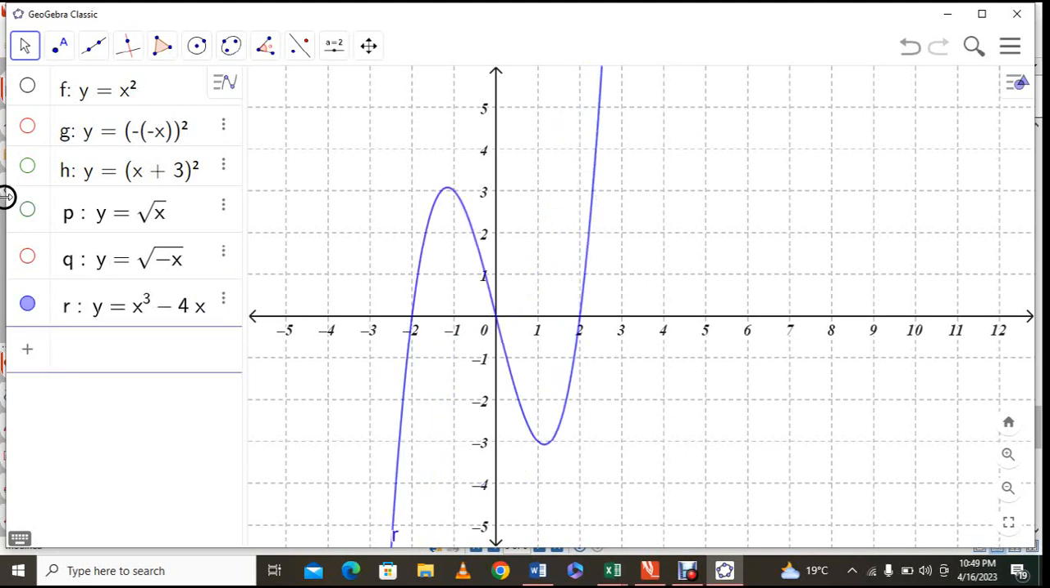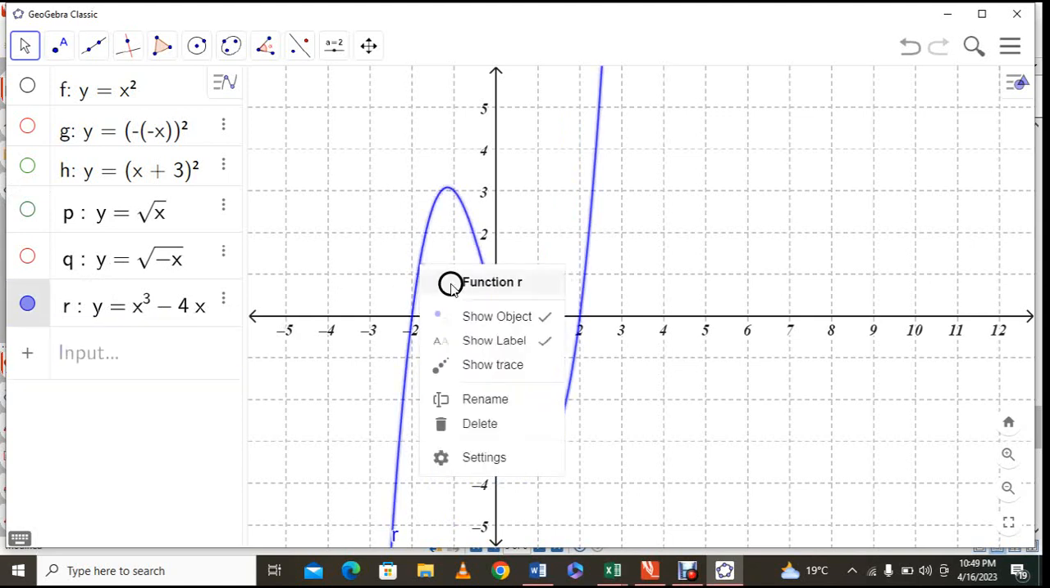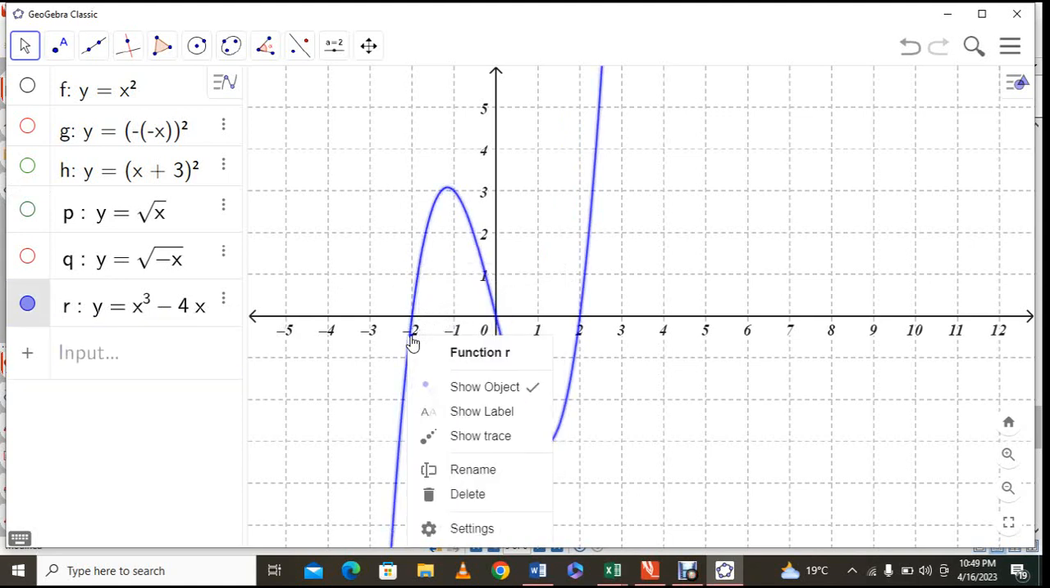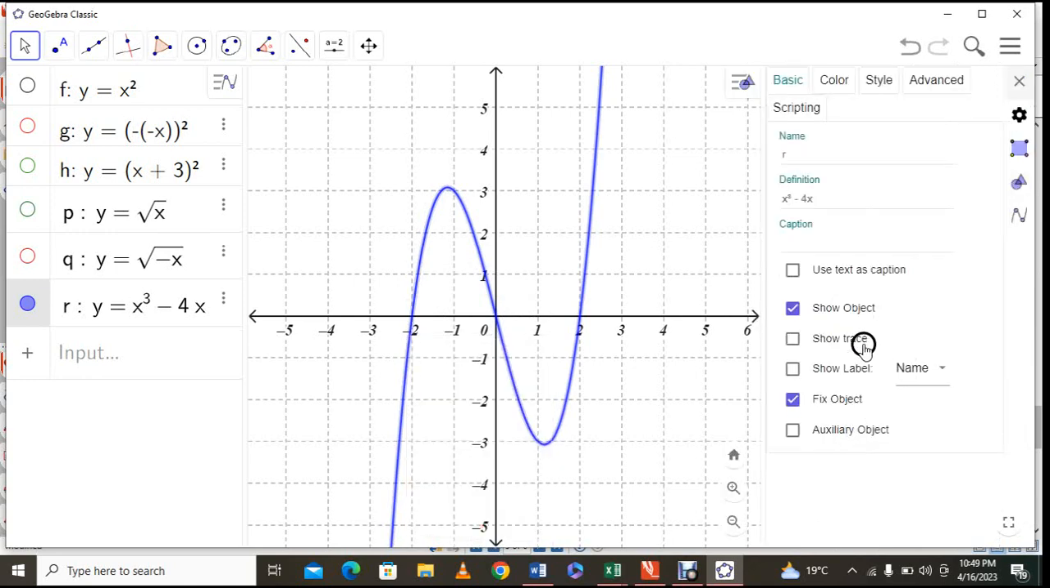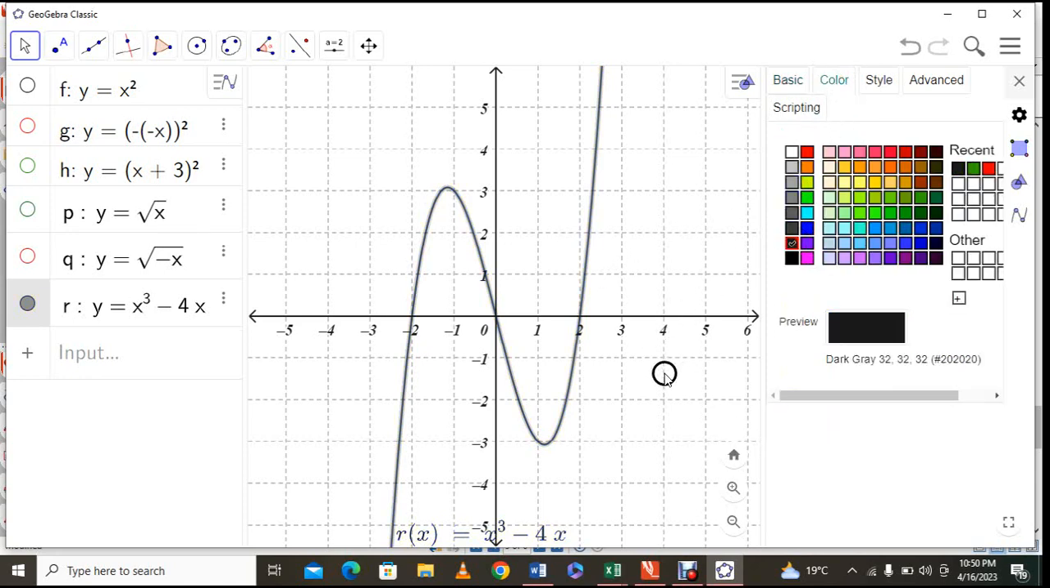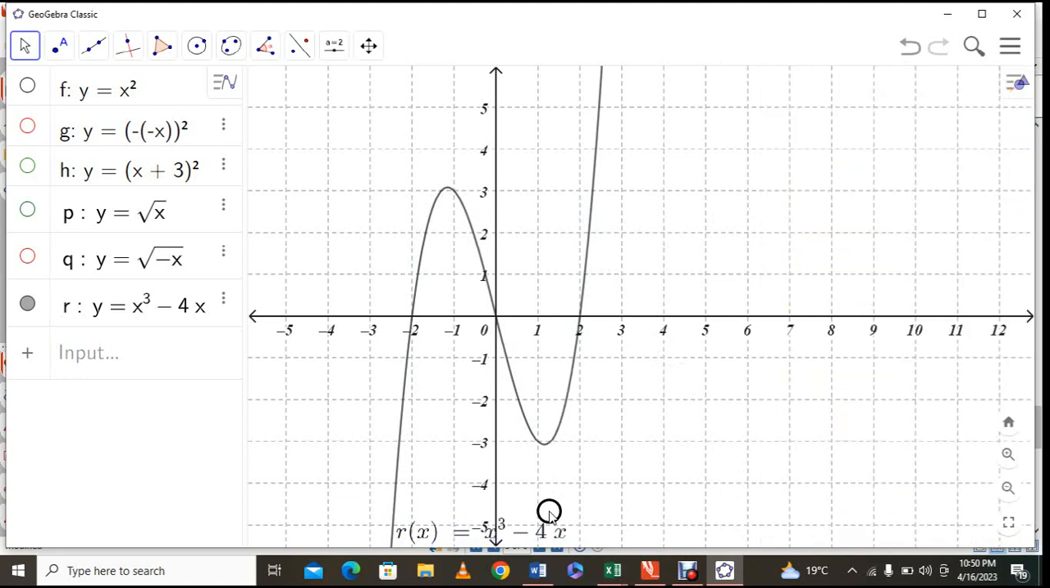So this is the function that we are now talking about. We can also label it properly. Let's change the color to black. So this is the function that I'm now referring to, the function y equals x cubed minus 4x.